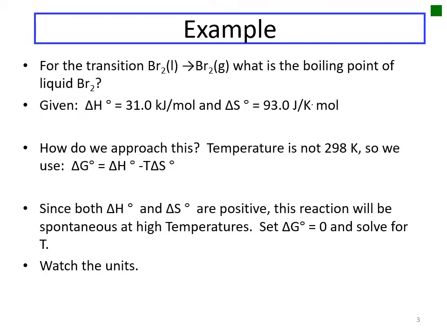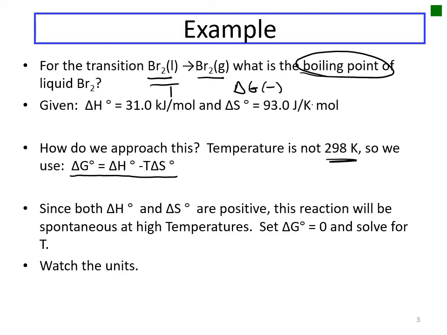All right, let's consider bromine as a liquid going into bromine as a gas. The temperature at which this occurs spontaneously, where delta G becomes negative, the temperature at which that occurs is the boiling point. Now, we have no reason to believe that this is at 298 Kelvin, so we're going to have to use the equation of delta G is equal to delta H minus T delta S.